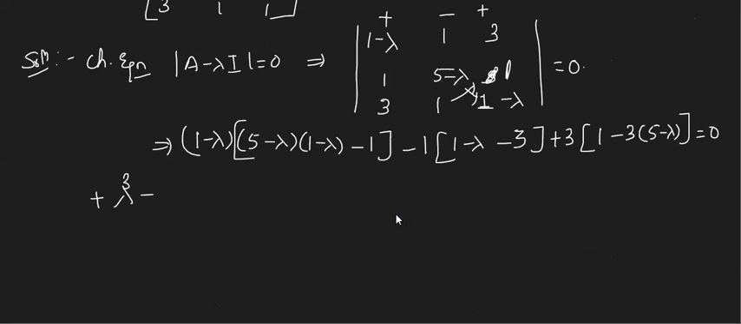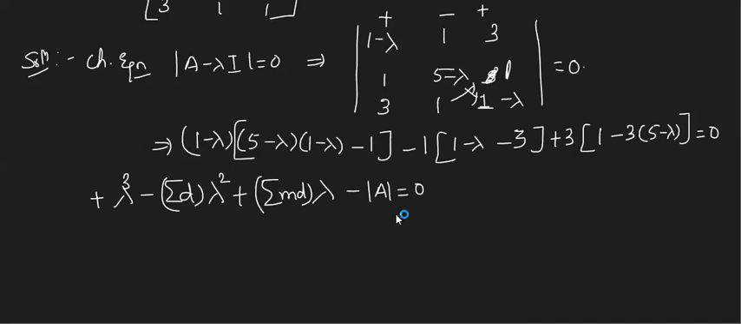So here, how to write is: lambda cube, plus or minus the summation of diagonal elements into lambda square, plus the summation of minors of the diagonal elements. See how the power of lambda is reducing. Then minus determinant of A equal to 0. This is the standard format.